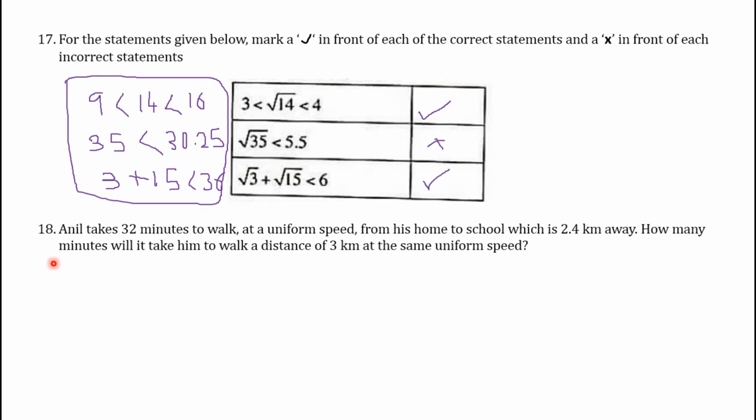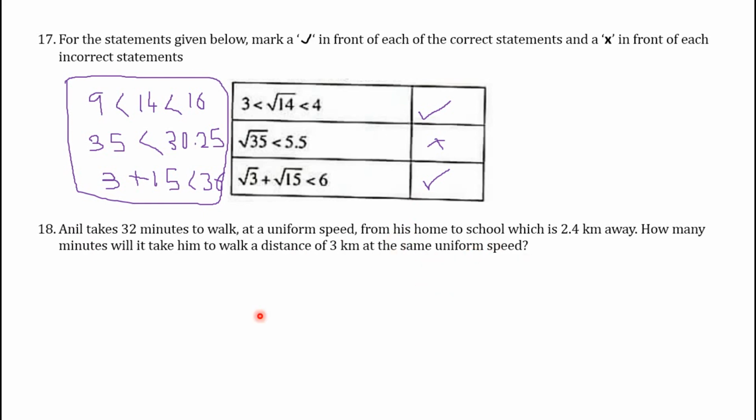Now let's move on to question number 18. Anil takes 32 minutes to walk at a uniform speed from his home to school, which is 2.4 kilometers away. How many minutes will it take him to walk a distance of 3 kilometers at the same uniform speed? They have given us brief information and they are asking how many minutes will it take Anil to walk a distance of 3 kilometers at a uniform speed.